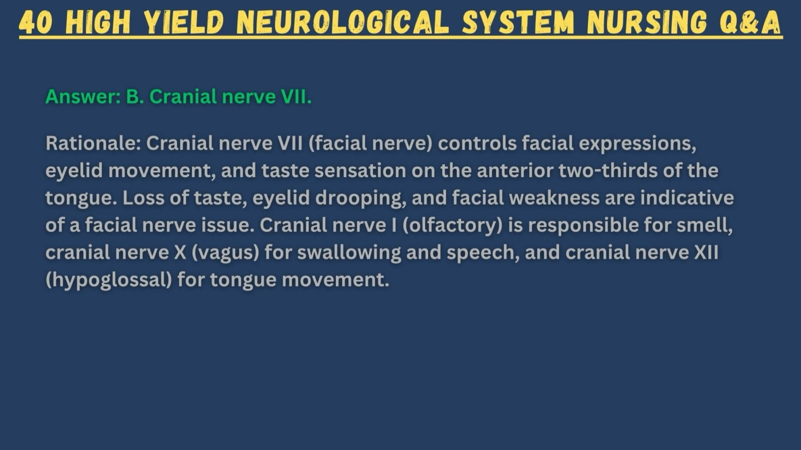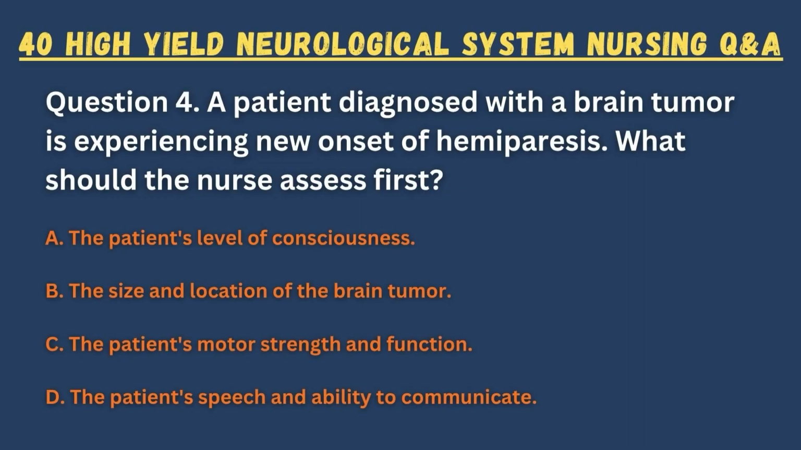Cranial nerve 7. Rationale: cranial nerve 7, the facial nerve, controls facial expressions, eyelid movement, and taste sensation on the anterior 2/3 of the tongue. Loss of taste, eyelid drooping, and facial weakness are indicative of a facial nerve issue. Cranial nerve I, olfactory, is responsible for smell, cranial nerve X, vagus, for swallowing and speech, and cranial nerve 12, hypoglossal, for tongue movement.